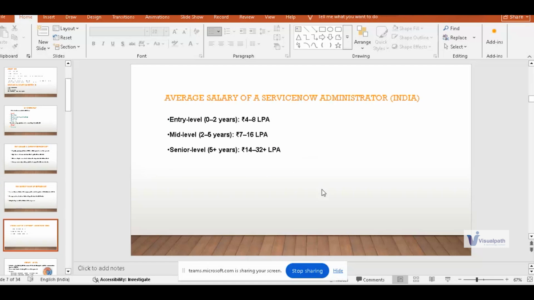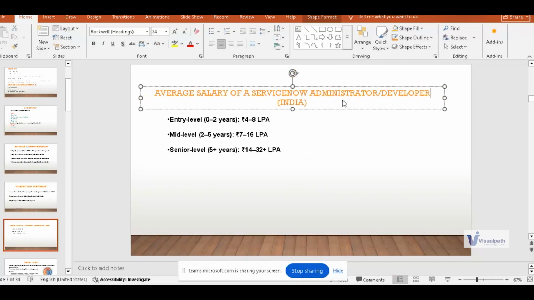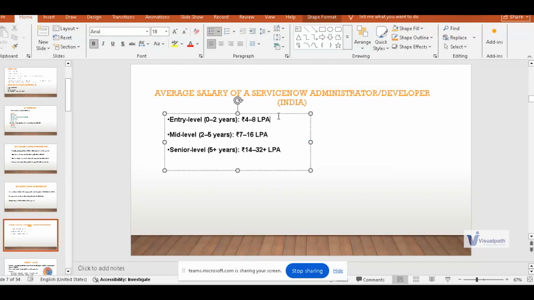Average salary for a ServiceNow administrator in India. This should apply to a developer as well. The basic salary I mention is for those with 2 years, freshers, not for the experienced. Freshers can aim up to 8 lakhs per annum, mid level up to 16, and senior level goes even higher with growing experience. With 15 years of experience, they could even get 50 lakhs per annum.